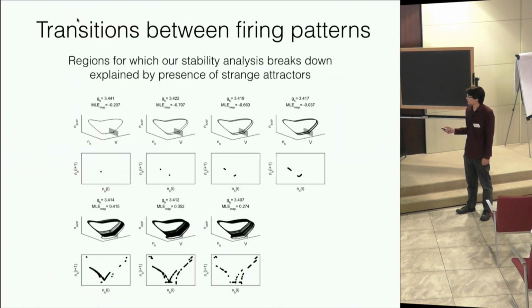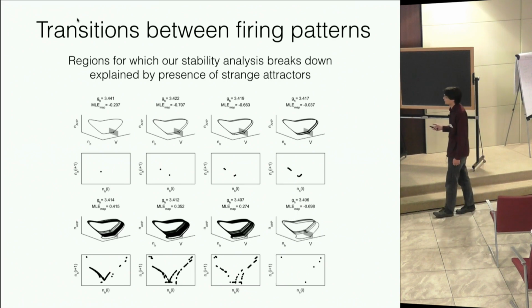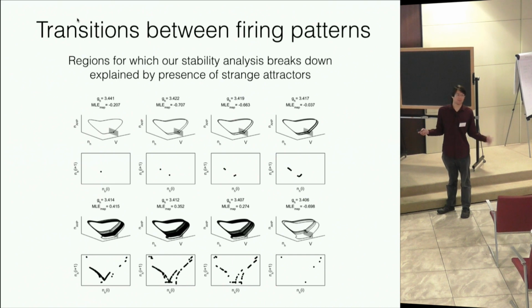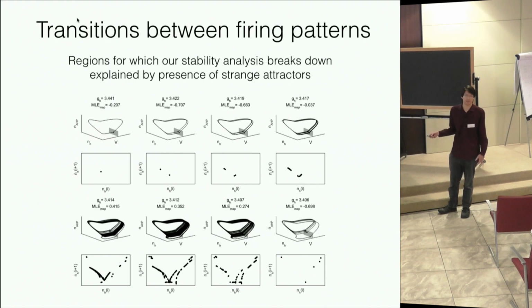There were some regions, this is not super important, where analysis breaks down, and we were wondering, why can't we do this? It turns out that this is a very expected phenomenon in these kinds of bursting systems, where as you progress from a tonic pattern to a clustered firing pattern, you go through this region of chaos. And effectively, this is what this Poincaré section here is showing.